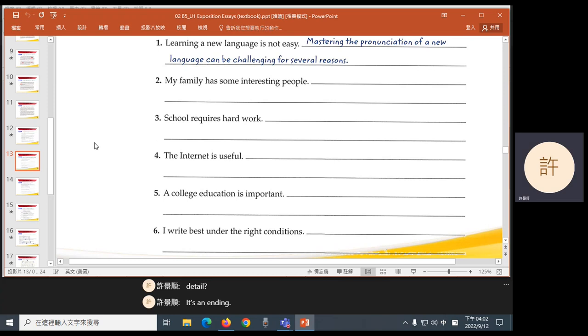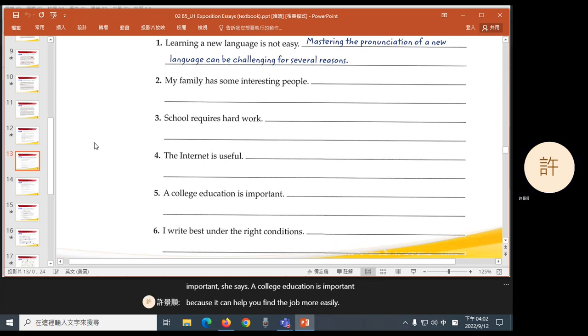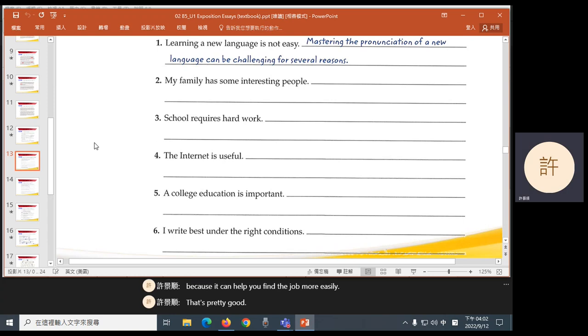So your classmate added some details about why it's important. She says, a college education is important because it can help you find a job more easily. That's pretty good. Then your essay will be about what is the connection between college education and finding a job?